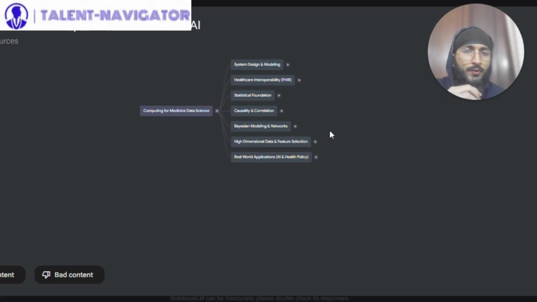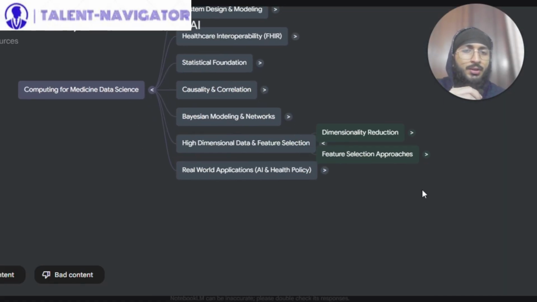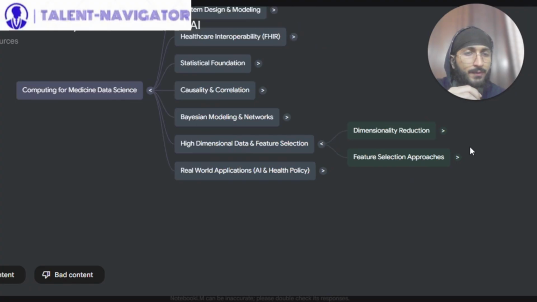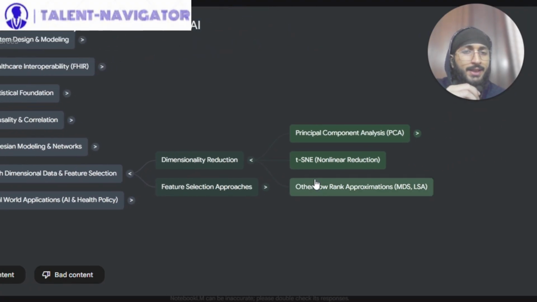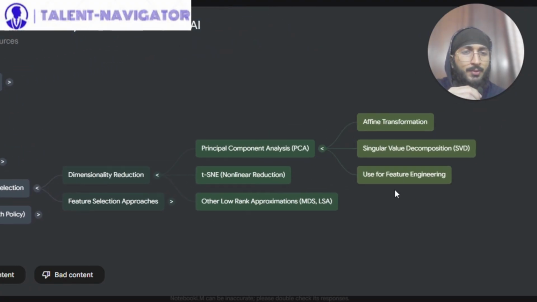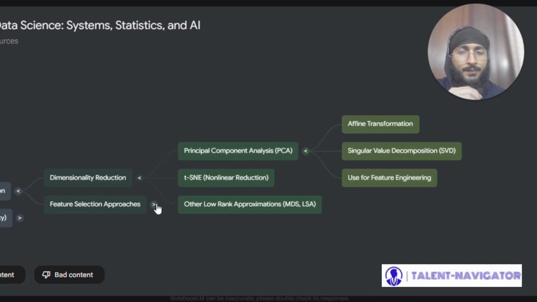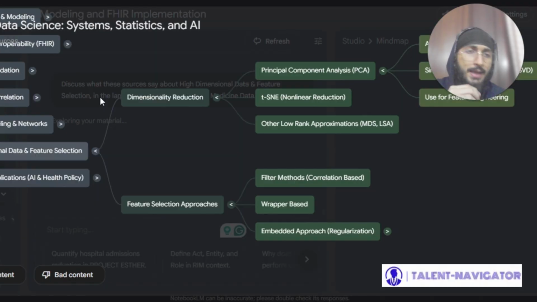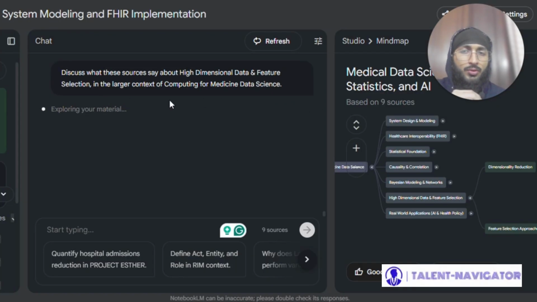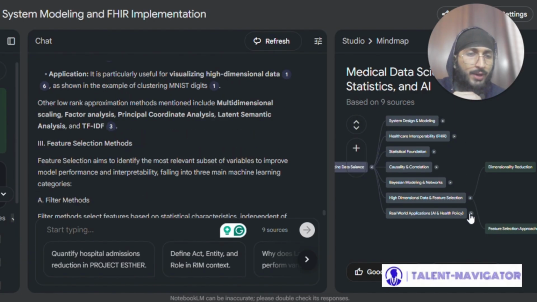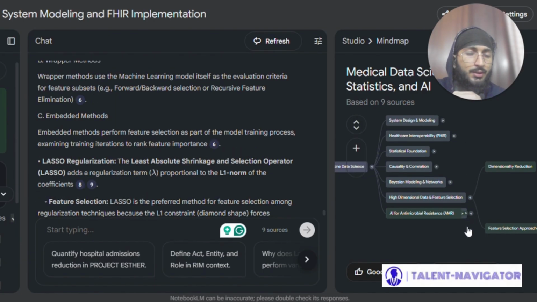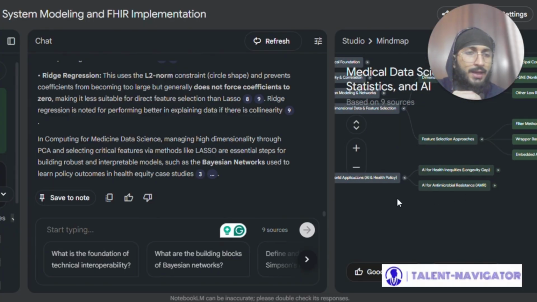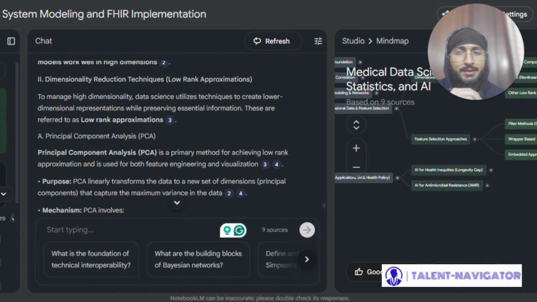Alright, so now moving on to high dimensional data and feature selection. So we have dimensionality reduction and feature selection approaches. We have PCA, TSNE, and other low rank approximations. Then we have feature selection approaches: filter methods, wrapper based, and embedded approach. So let us go through this in depth, right? So discuss the high dimensional data and feature selection, and finally we would have real world applications for AI and health policy, which we'll discuss in a bit.